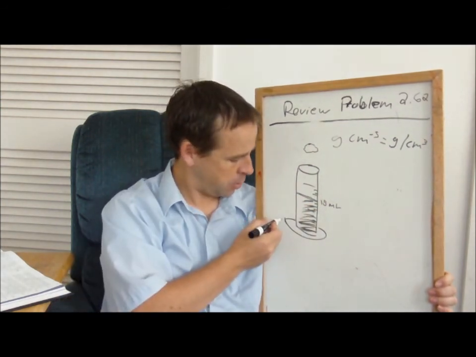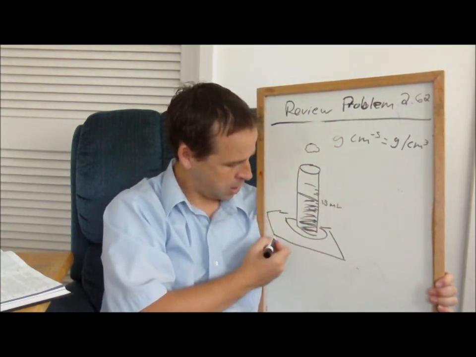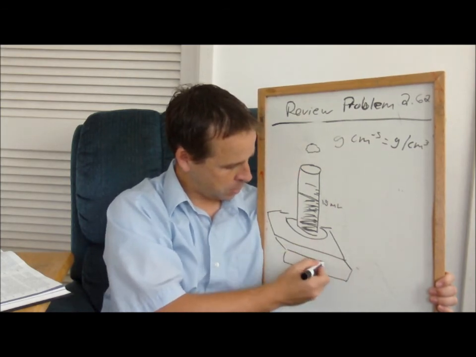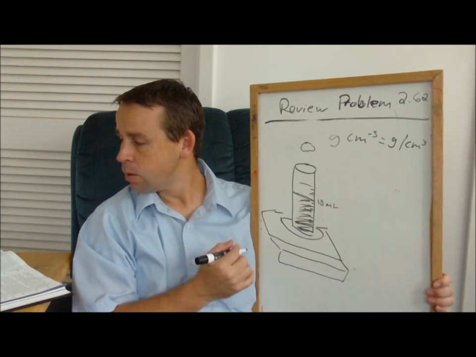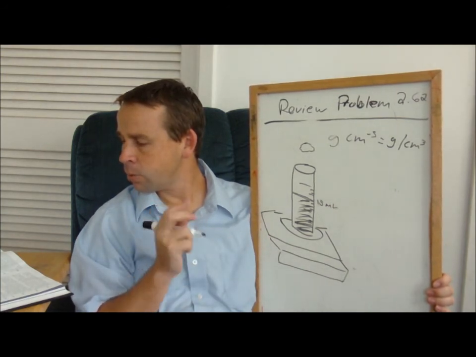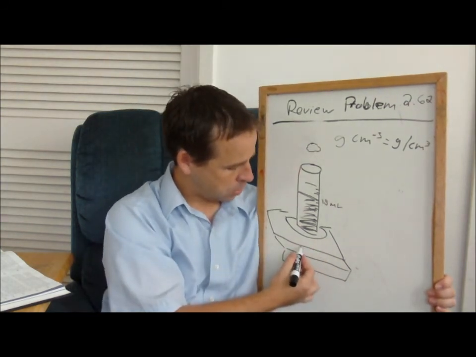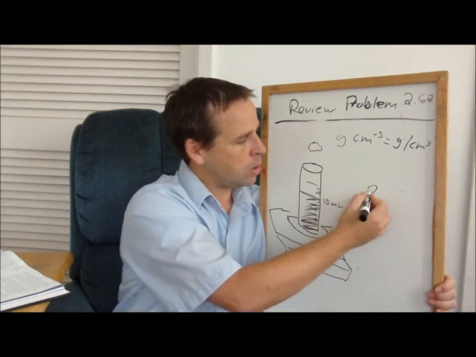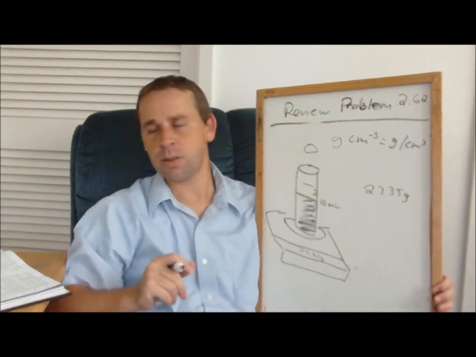Well, first, before we do that, we take the mass of the whole thing, right? So we put this whole thing on a scale and we determine its mass. And it said its mass was, with the water and the graduated cylinder, 27.35 grams. Alright, so it was 27.35 grams with the water and the cylinder.